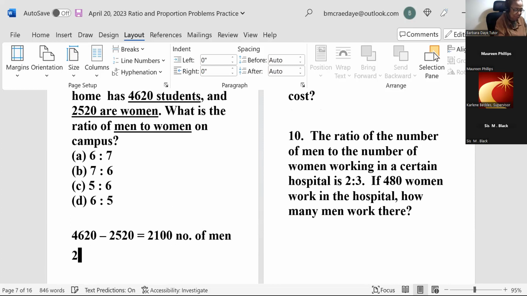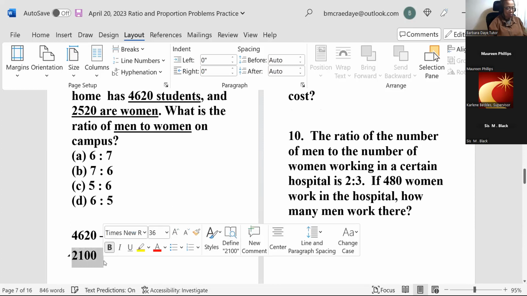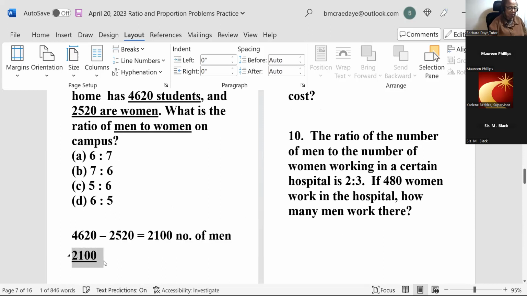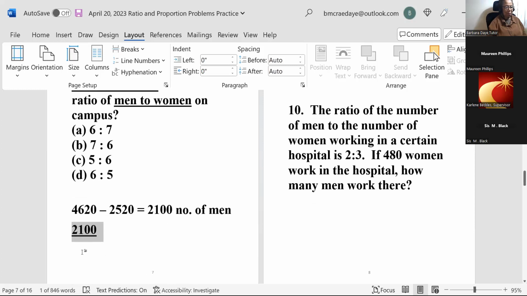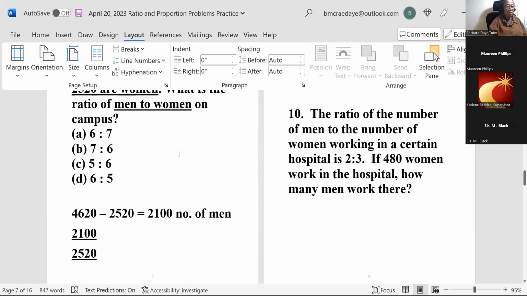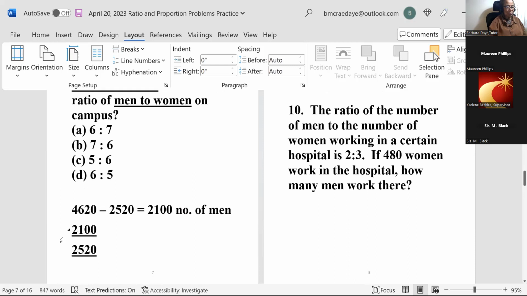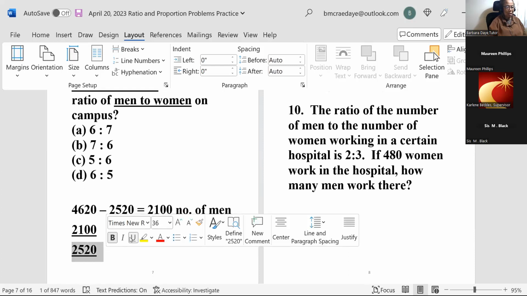Number of men is 2,100 and the number of women, 2,520. Okay. Now put that over 2,520 and simplify it. Where did you get 2,520 from? Oh, sorry. Number of women. Now simplify that fraction and you'll have your answer.